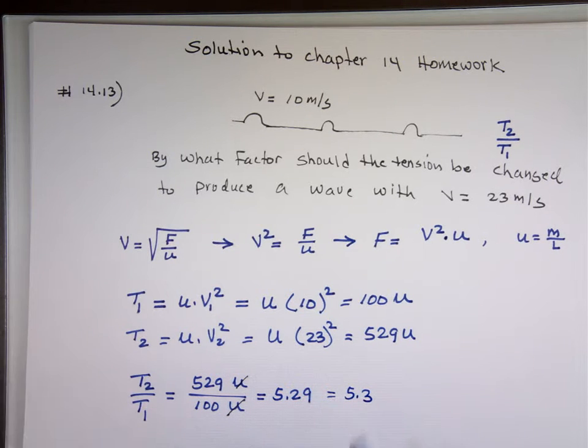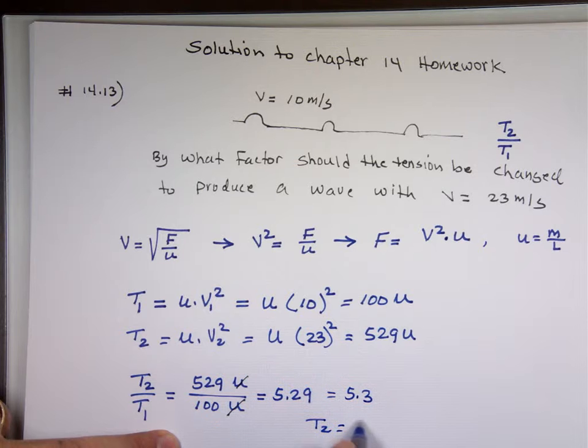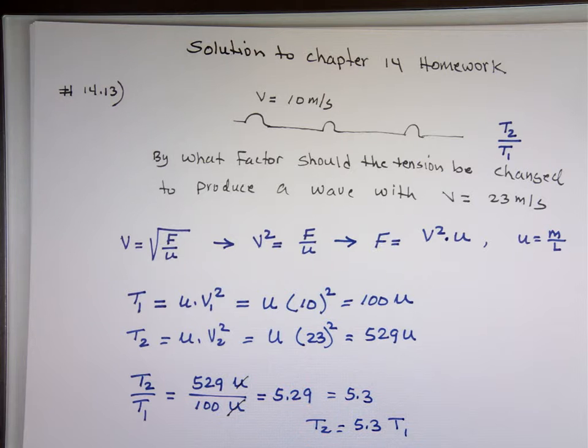So the tension T2 has to be 5.3 times stronger than tension 1. That's what that means. But they're looking for the 5.3. They're looking for the ratio of T2 to T1. But that's what that means. You want the tension on that string to be almost 5.5 times more tight than T1. Correct. So that was number 13.